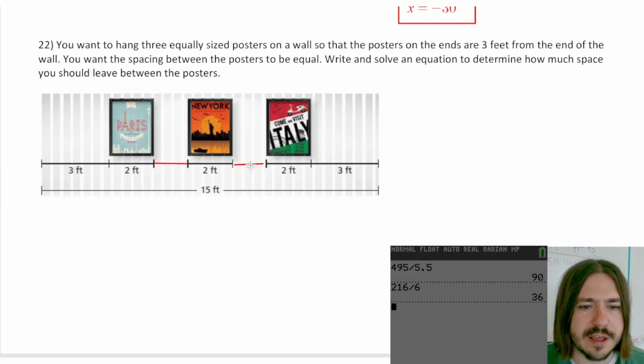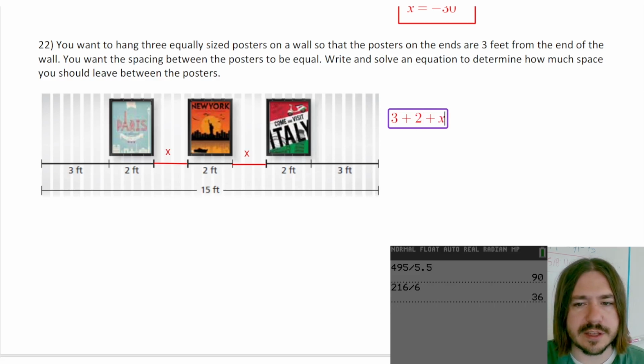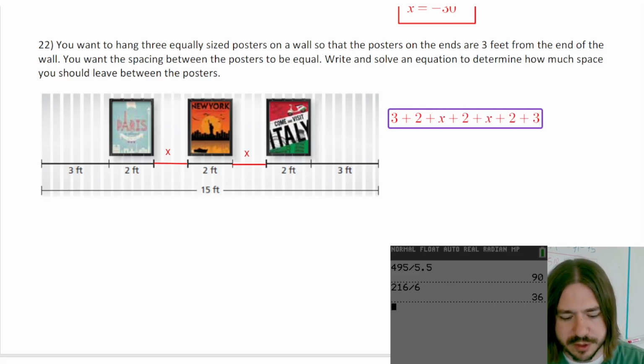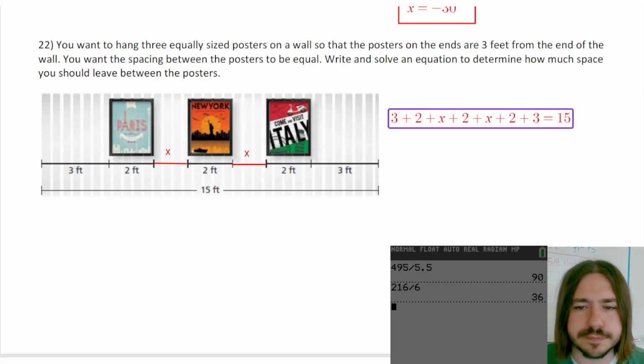That distance and this distance right here, both of these in red, these little red segments. So that one's x, and that's x as well. So we're just trying to figure out what x is. So the setup here is we're just going to add up all these segments, set it equal to 15, and then solve for x. So we've got 3 plus 2 plus x plus 2 plus x plus 2 plus 3. Just kind of going in order there, equals 15.